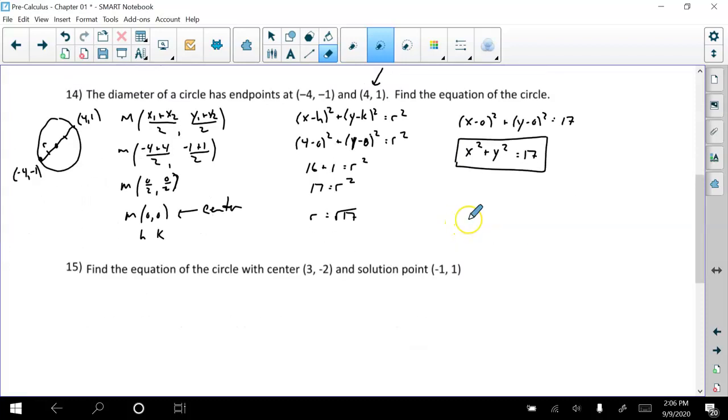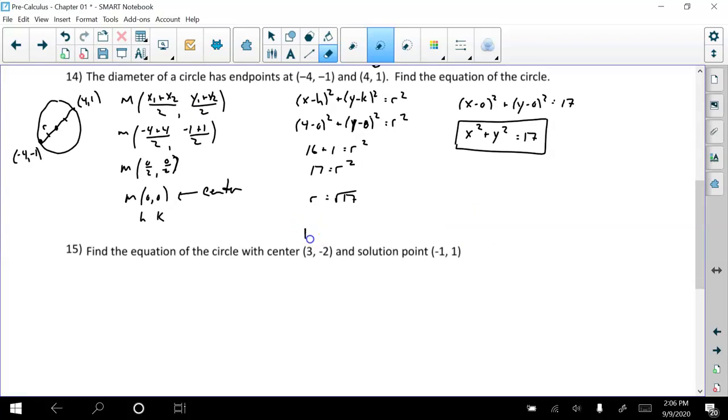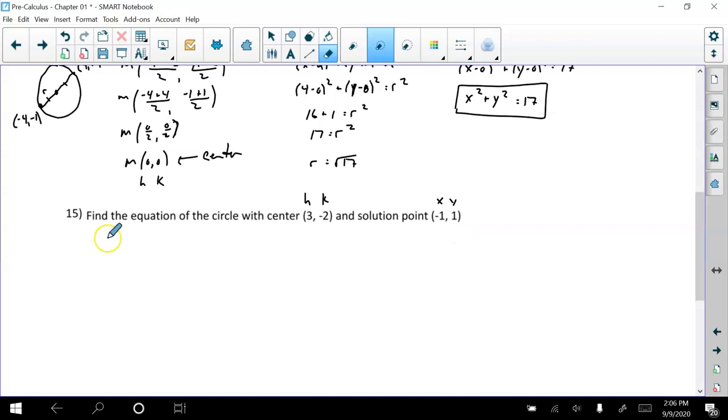And number 15. The center, 3, negative 2, that's h, k. And it says a solution point. That's the same as a point on the circle. So that would be our value for x, y. Because once again, we don't know the radius. We need to solve for it. X minus h squared plus y minus k squared equals r squared. Negative 1 minus 3 squared plus 1 minus negative 2 squared equals r squared.